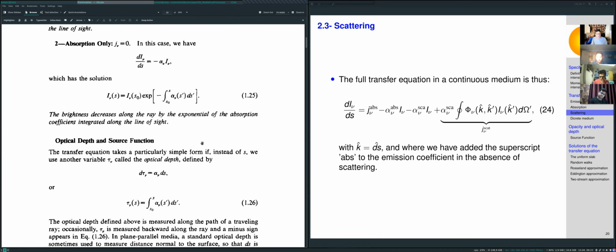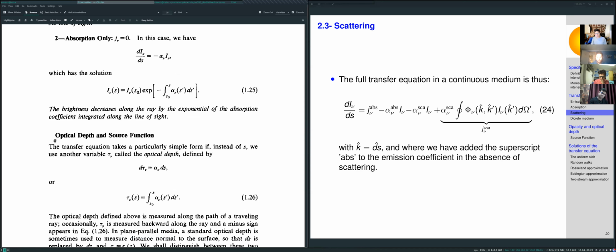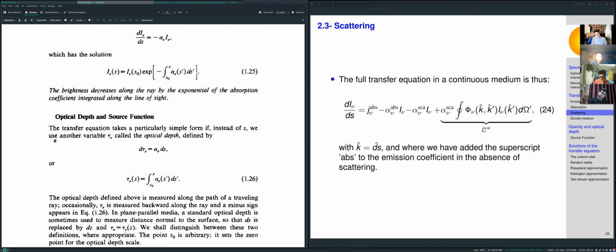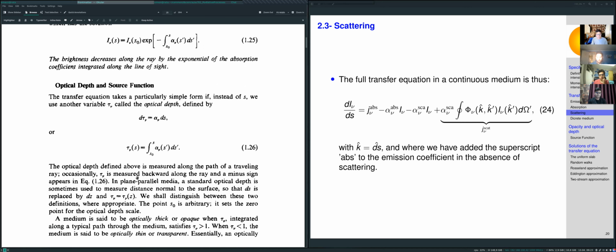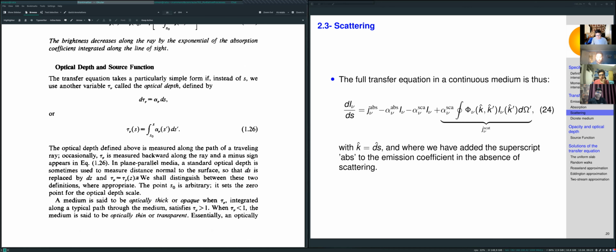So this leads us to the concept of optical depth. Optical depth is defined as the product of the absorption coefficient times a depth, a physical linear depth. So both things are called the optical depth. This is a very important quantity, and it is frequency dependent, of course, since alpha nu is also frequency dependent.